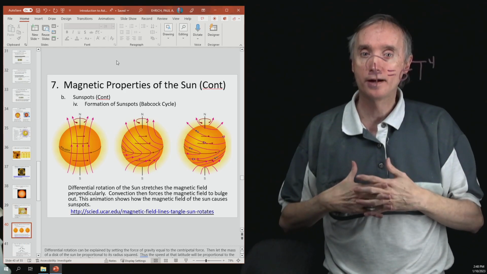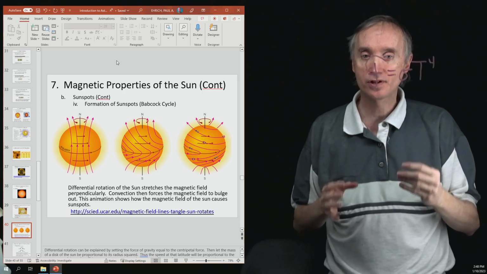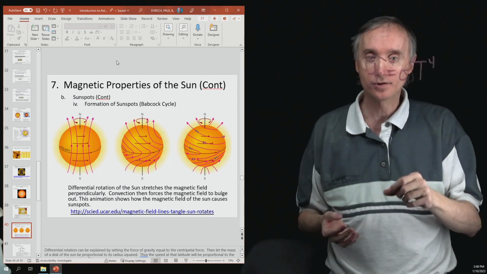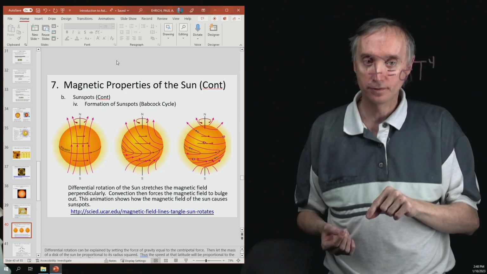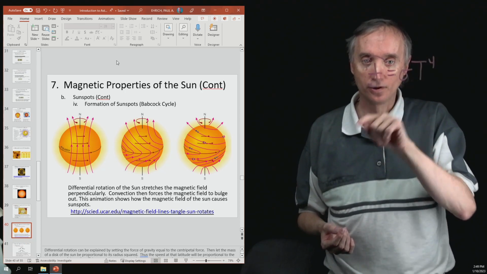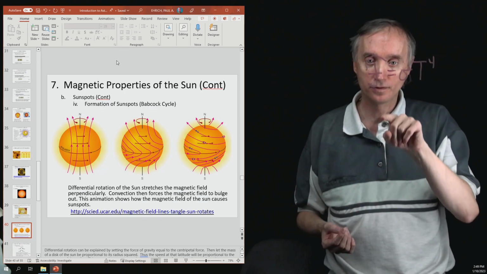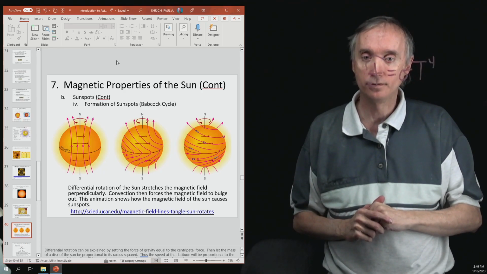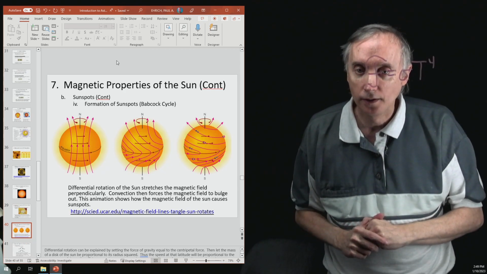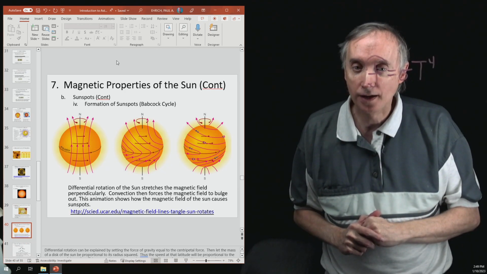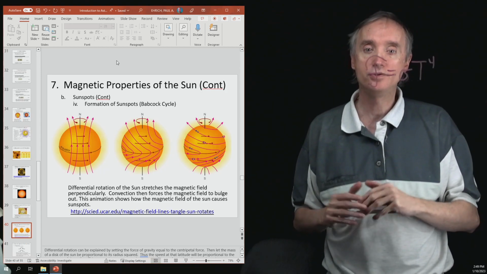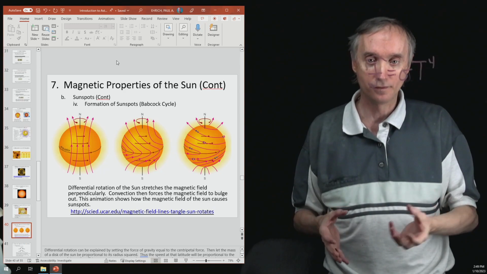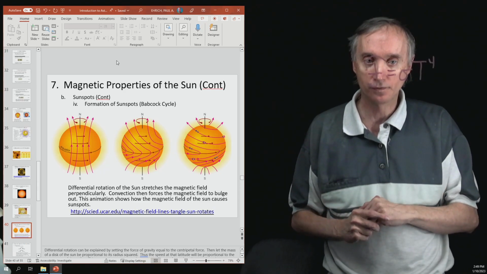Okay, now let's talk about how sunspots form. It's really a lot easier if you watch this video rather than just trying to look at those pictures. So see if you can find this video on the internet. It shows the magnetic field lines of the sun. I think if you just type in "twisted magnetic field of the sun," you'll probably find this video.